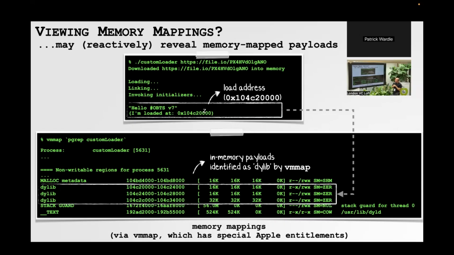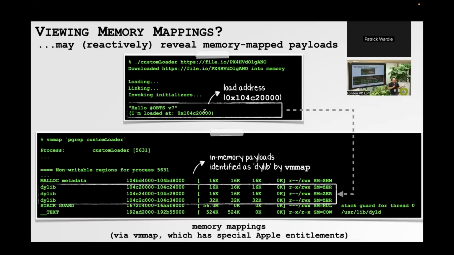So I ran VMMap against my custom loader that had downloaded and executed a payload directly from memory. And we can see that VMMap sees a memory mapping that is not backed by anything on disk. When it sees that, it just names it dylib. And we can confirm that that is indeed our memory mapped binary because of the load address. So VMMap, which again has a special entitlement, so it can tell you the mappings of other processes' memory, can show you some artifacts that something is loaded.